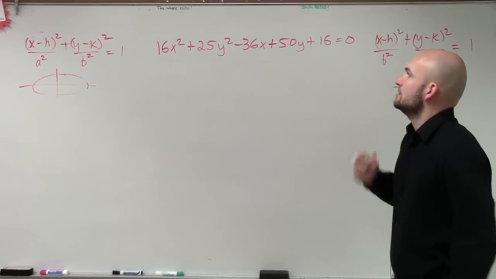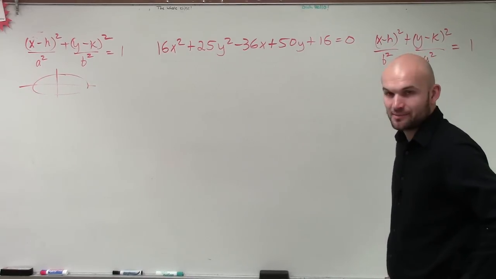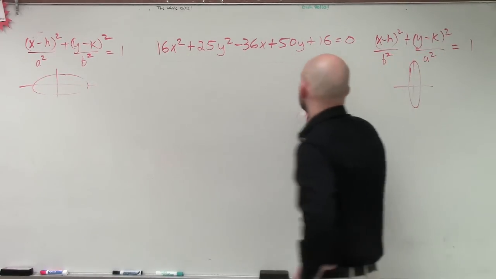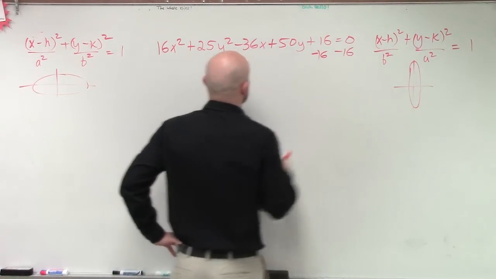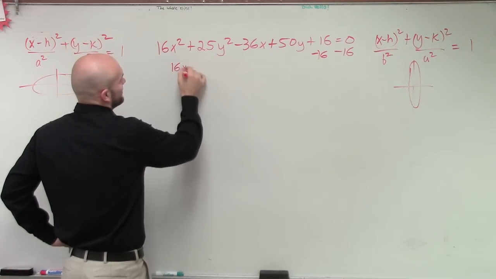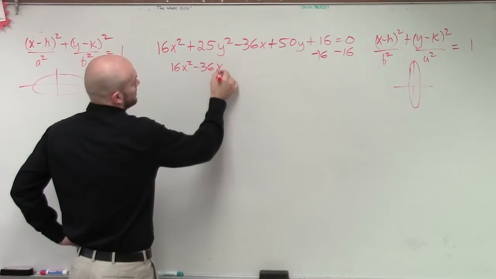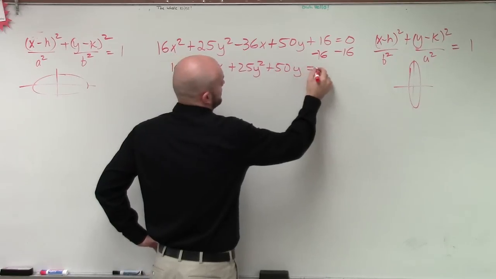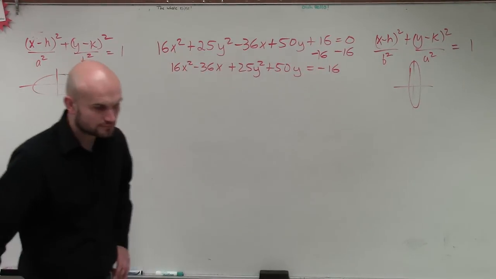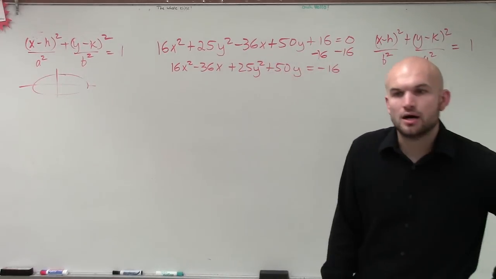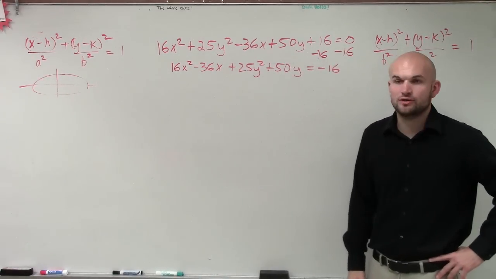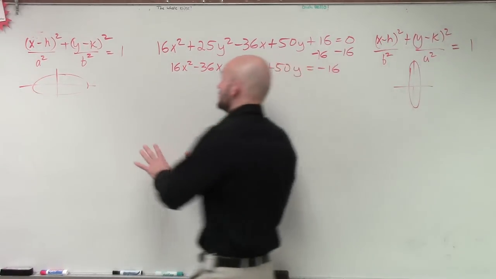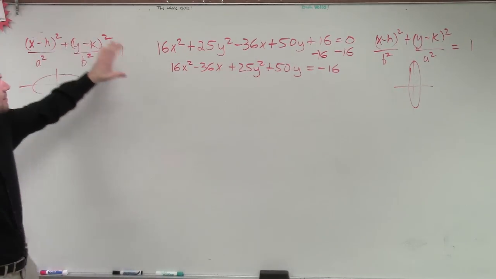First thing I'm going to do is group the x's and the y's and get my constant to the other side. So let's subtract the constant to the other side and rewrite these so that my variables are together. Okay, now our variables are together, and we have the constant on the other side. You can see now I'm getting a little bit there, right? Because now I have the x's plus the y's equal 1.